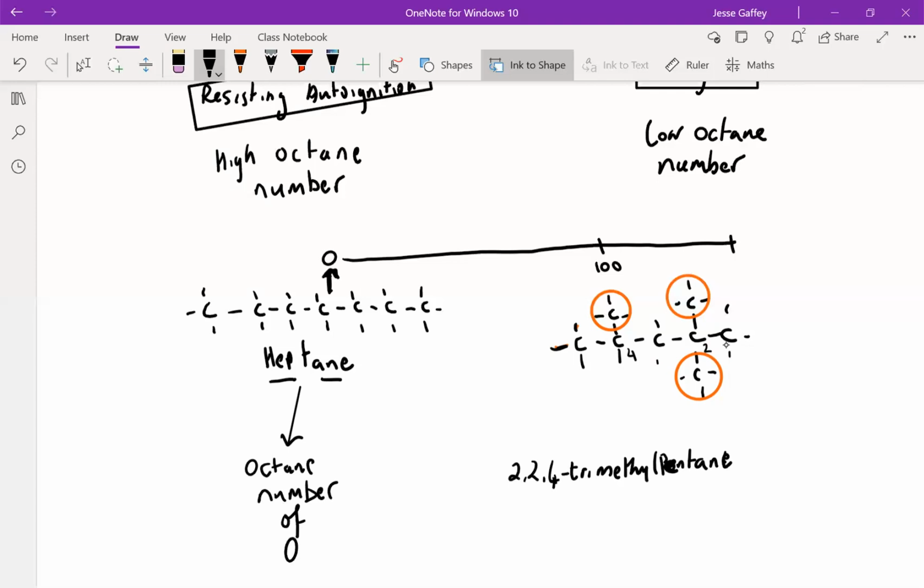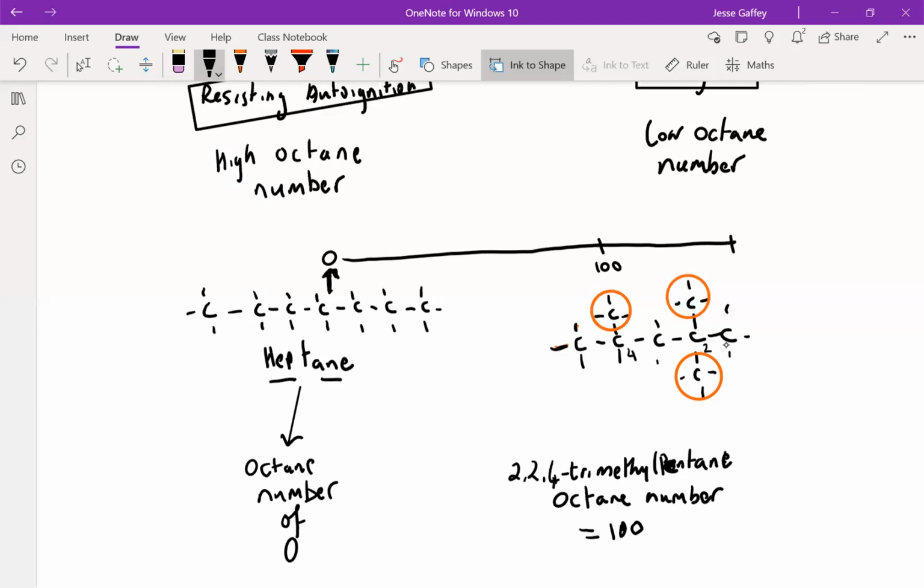2,2,4 trimethyl pentane has an octane number of 100. Now, other numbers are obviously possible. Anywhere between 0 and 100, we will have lots of compounds that have octane numbers in there. And also numbers higher than 2,2,4 trimethyl pentane, higher than 100, are also available. But these two were used as a reference to create the scale.